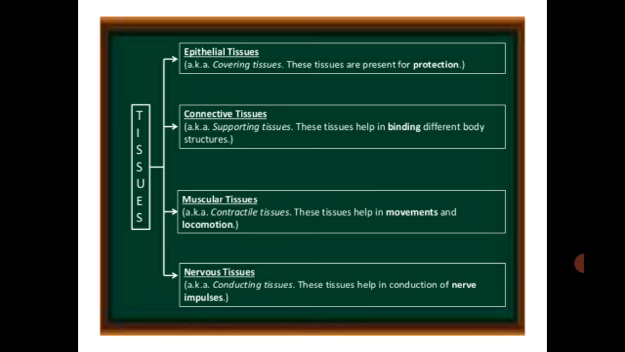Muscular tissues. These tissues help in movement and locomotion. Muscular tissues are composed of cells called muscle fibers. Muscle fibers contain actin filament and myosin filament, whose interaction accounts for the movement we associate with animals. Nervous tissues. These tissues help in the conduction of nerve impulses.